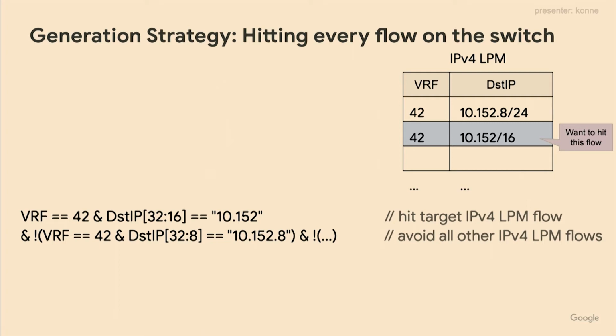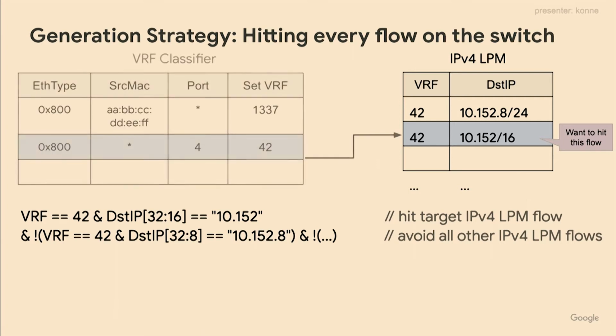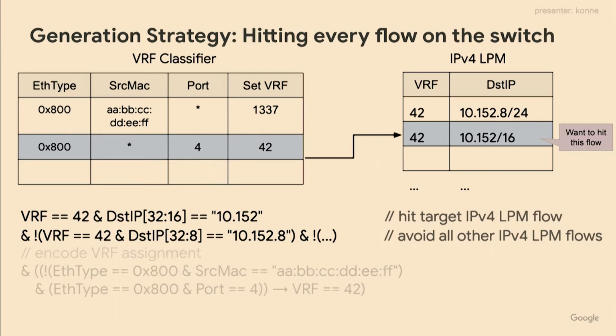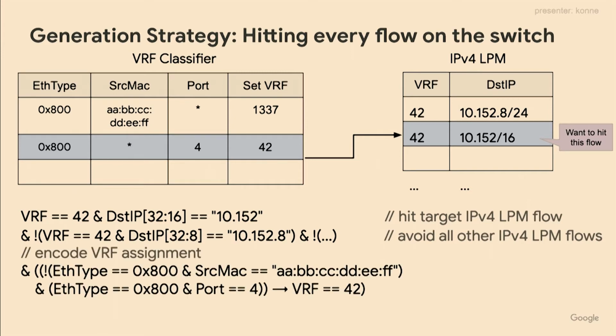And now coming back to this VRF, the VRF is not actually a field of the packet itself, but something that is assigned earlier in the pipeline. There's this thing called a VRF classifier table, where we match on a whole bunch of fields of the packet, and then we assign the VRF as the action of that table. So if we want to hit this IPv4 LPM flow, we need to have VRF 42. We can pick any entry in the VRF classifier with that VRF and make sure that we match that entry. And again, we have to make sure that we don't match any of the other entries that might have higher priority in the VRF classifier table.